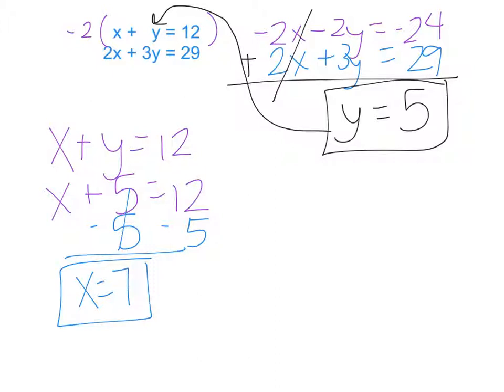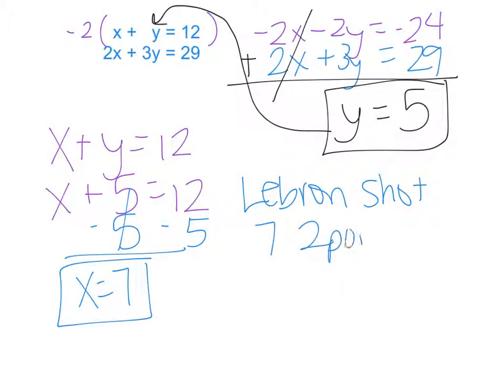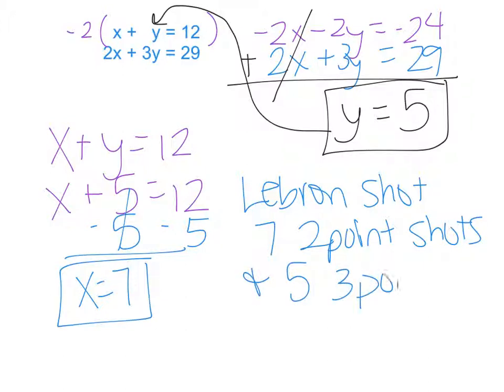And when we go to write our answer, we want to write it in a sentence. So we can say that LeBron shot 7 2-point shots and 5 3-point shots.